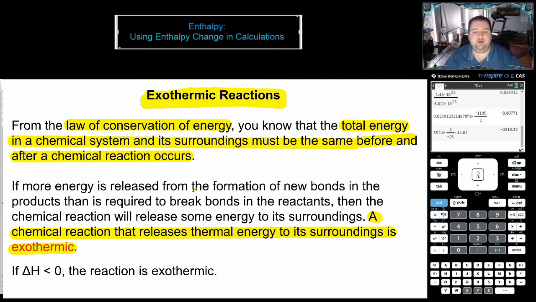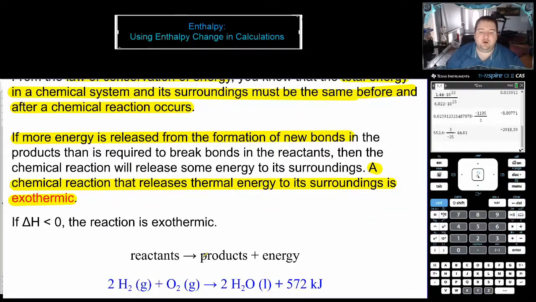And now we talked about energy being in the bonds, right? So one thing I want you to think about when it comes to exothermic reactions is if more energy is released from the formation of new bonds, these are in your products, right? If more energy is released in the formation of those new bonds than is required to break the bonds in the reactants. So remember, in order to make our products, we started off with our reactants, and we have to break those compounds apart, shuffle them around, and put them together in different ways to make our new products.